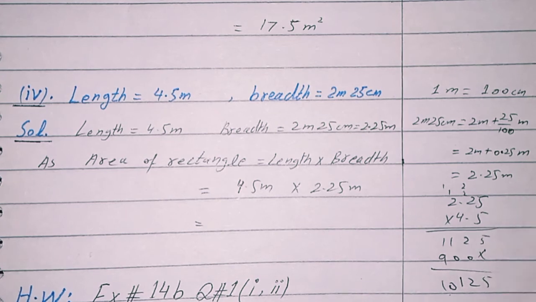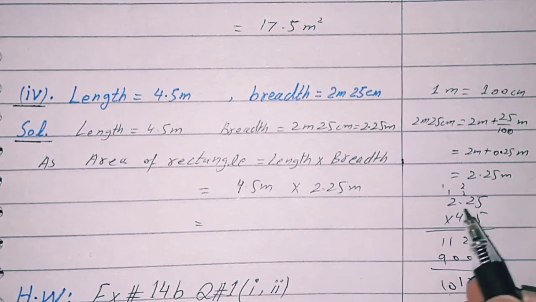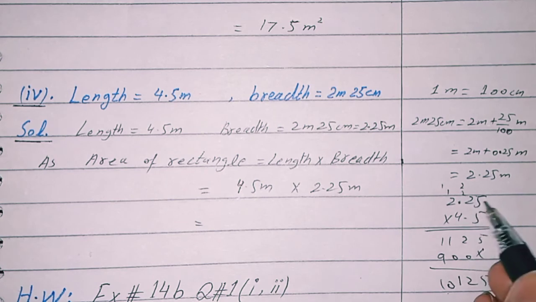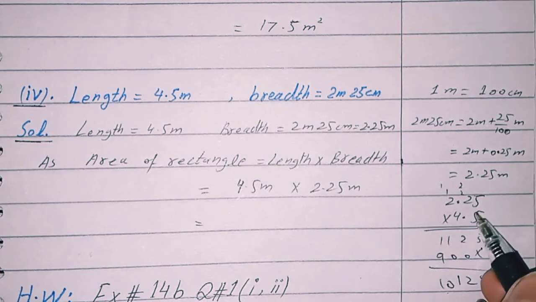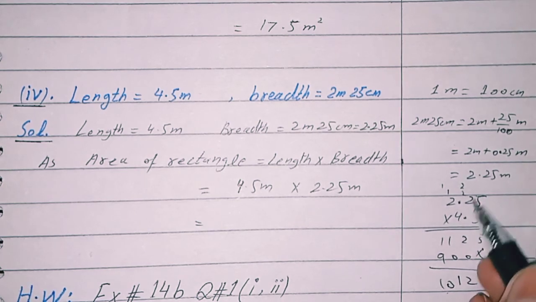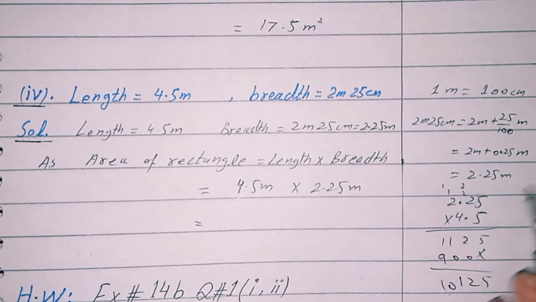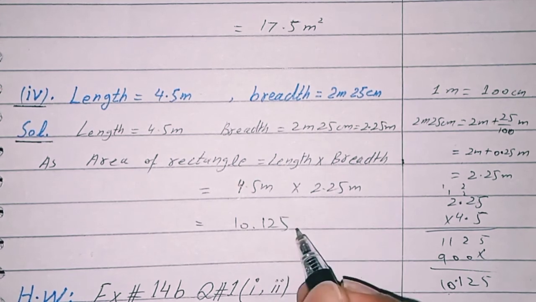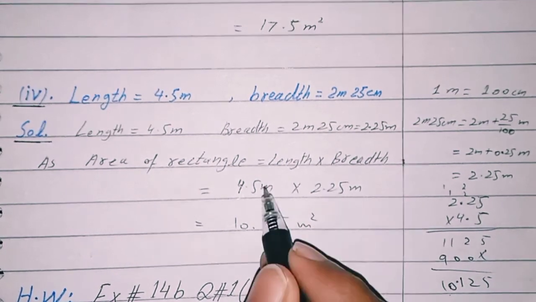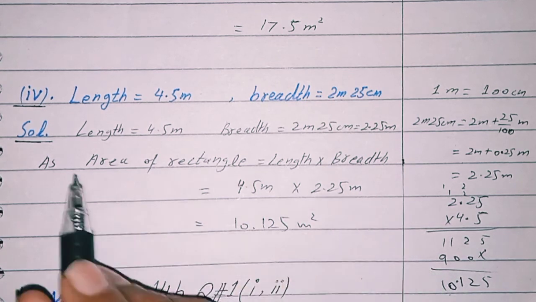Decimal point will be after 3 digits. We will count from the right side of decimal point: 1 digit in one value and 2 digits in the other. Totally the decimal point will be placed after 3 digits, so the answer is 10.125 meter square. Meter is multiplying with meter. So this was the answer.